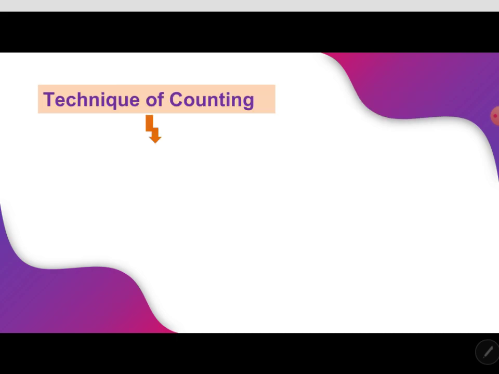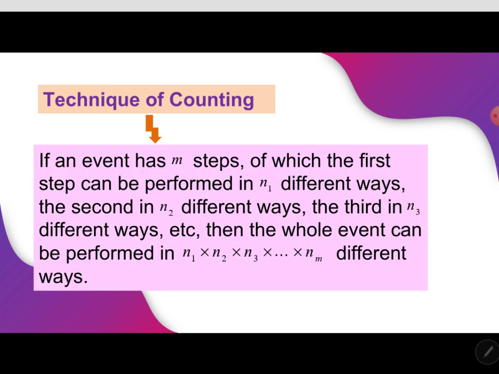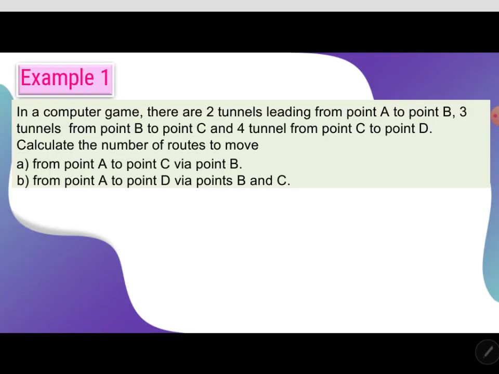Technique of counting. If an event has m steps, of which the first step can be performed in n1 different ways, the second in n2 different ways, the third in n3 different ways, etc., then the whole event can be performed in n1 multiplied by n2 multiplied by n3 up to nm different ways. How many steps? m steps.